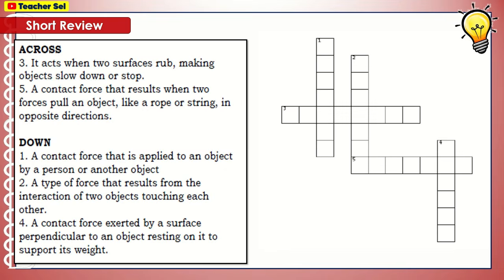Across, it acts when two surfaces rub, making objects slow down or stop. A contact force that results when two forces pull an object like a rope or string in opposite directions.